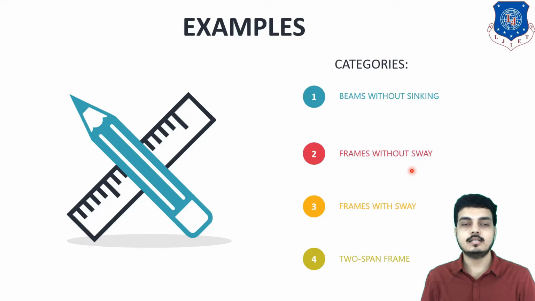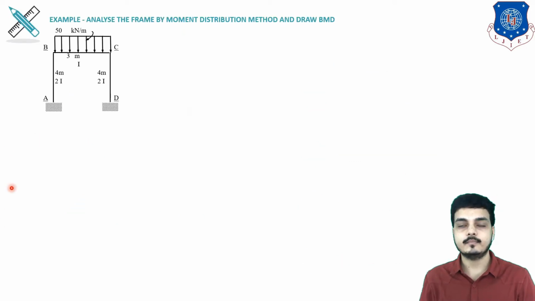Now in the previous session we also took one frame, also a full frame. Let's see. This is the AB column, this is the CD column, and BC is a beam. This is called a full frame. Now what is given? Analyze the frame by moment distribution method and draw the bending moment diagram.